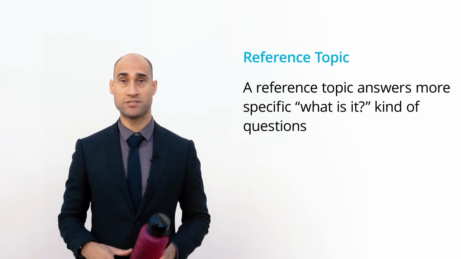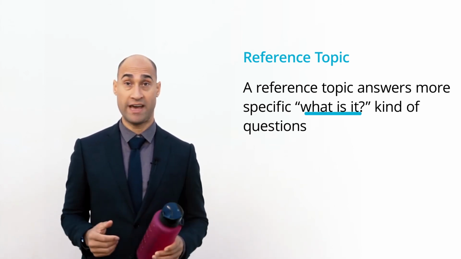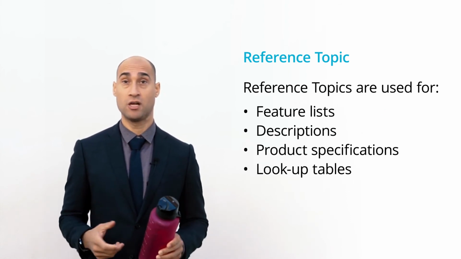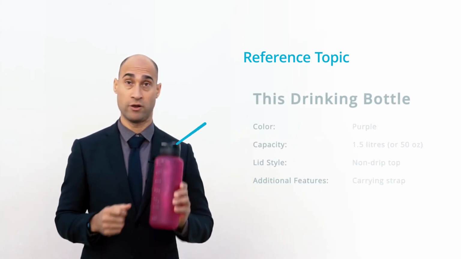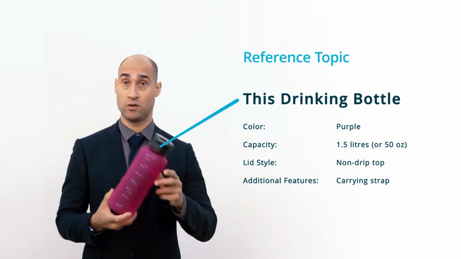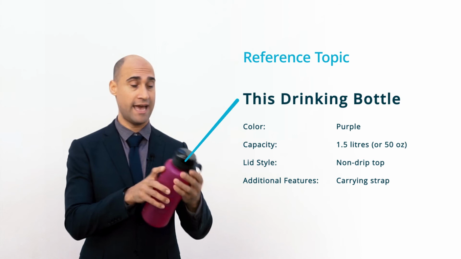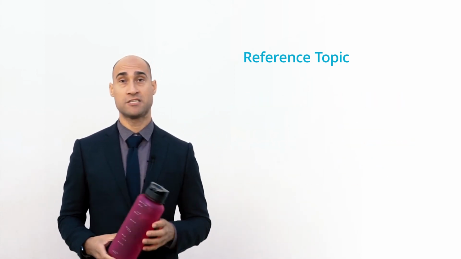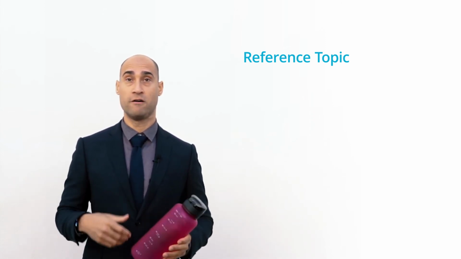Now, if I wanted to describe a specific drinking bottle, I would use a reference topic. A reference topic answers more specific "what is it" type of questions. It helps users simply know the facts as conveyed. It's often used for feature lists, descriptions, product specifications, lookup tables, or other factual information. If I was writing a reference topic about this water bottle, I could tell you it's purple, it carries 1.5 liters or 50 ounces of liquid, and has a non-drip top, and a carrying strap. Reference topics also have short descriptions, but they also have subblocks like sections and property sections that help you divide complex information.